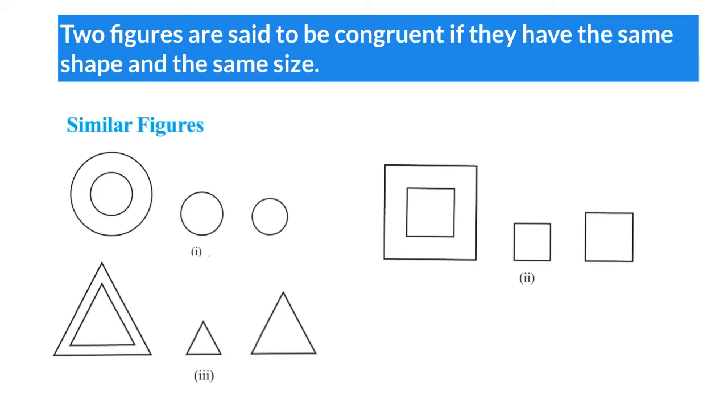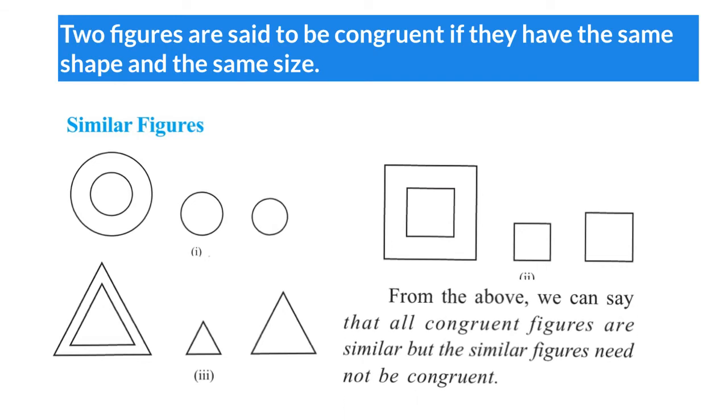So we know the difference between congruent figures and similar figures. In congruent figures, the shape and size are the same. In similar figures, the shape is the same but the size may not necessarily be the same. So that is the fundamental difference between congruent figures and similar figures. We can say that all congruent figures are similar, but similar figures need not be congruent. So great conclusions we can come to from this definition.